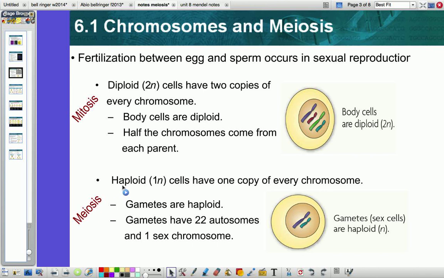So hopefully you're seeing some of these plays on the words. A haploid cell has half the number of chromosomes, and it's going to have 23 chromosomes. 22 will be your autosomal chromosomes, carrying all your body features and characteristics, and then 1 chromosome that will determine the sex. All right?